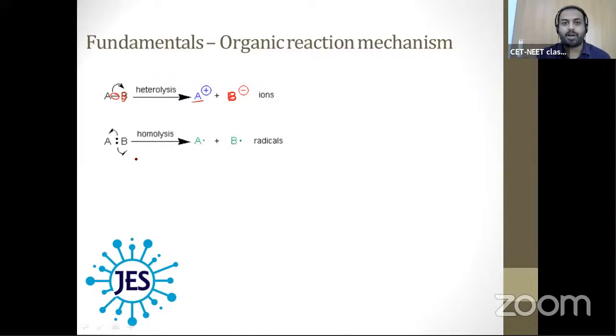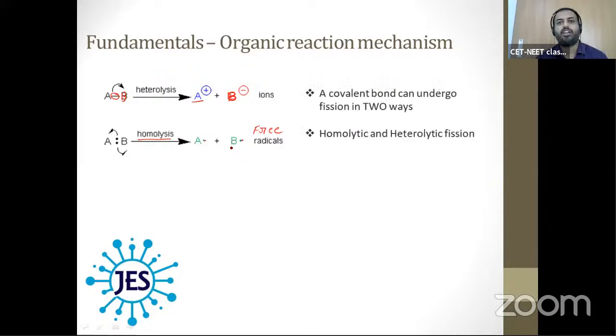There is another type of bond breakage wherein both participating atoms take away 1 electron each. It's a uniform bond breakage, hence called homolysis. And look at the species you get. You get what are called free radicals, with an odd electron. So these are the 2 ways by which bonds are broken. Okay, next. Homolytic fission, heterolytic fission. Homolytic and heterolytic fission. Next.